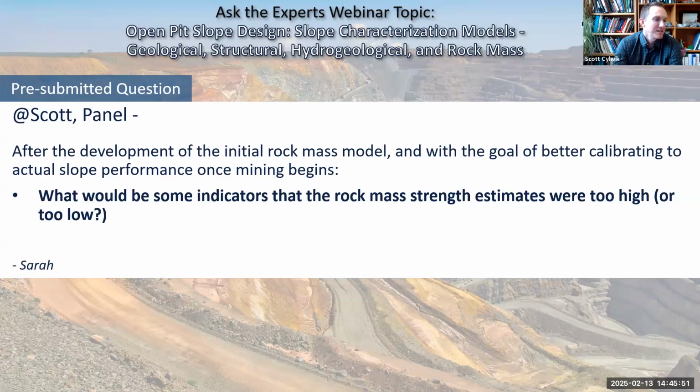So, there are definitely cases where we'll go and we'll collect more data. We'll observe things that are happening in the pit, and then adjust those estimates up or down, depending on what we're seeing with the actual performance in the pit.